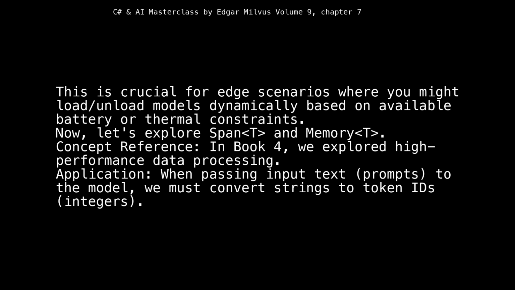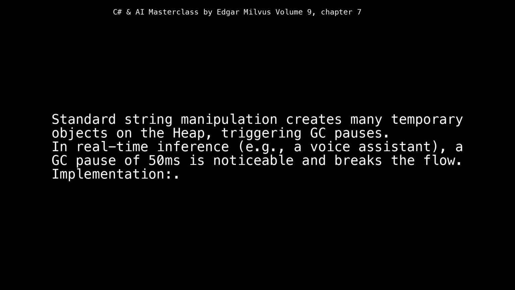Concept reference: in Book 4, we explored high-performance data processing. Application: when passing input text, prompts, to the model, we must convert strings to token IDs, integers. Standard string manipulation creates many temporary objects on the heap, triggering GC pauses. In real-time inference, e.g., a voice assistant, a GC pause of 50 milliseconds is noticeable and breaks the flow.